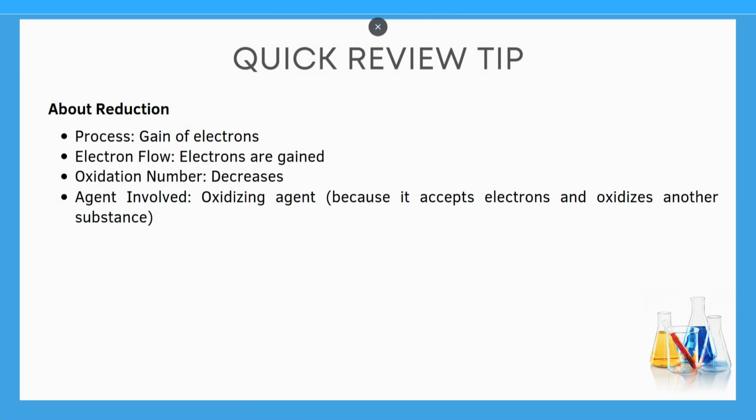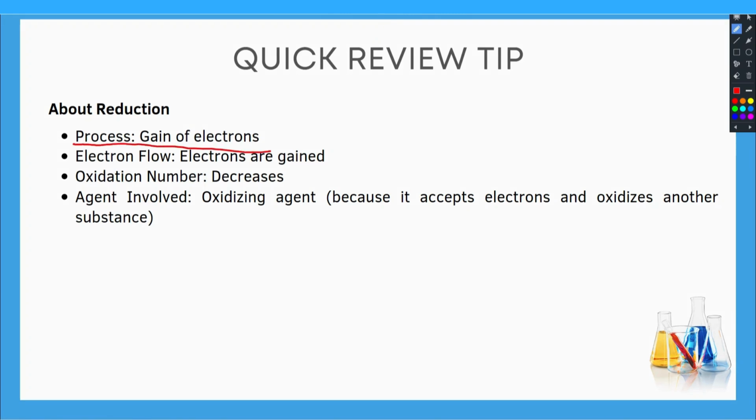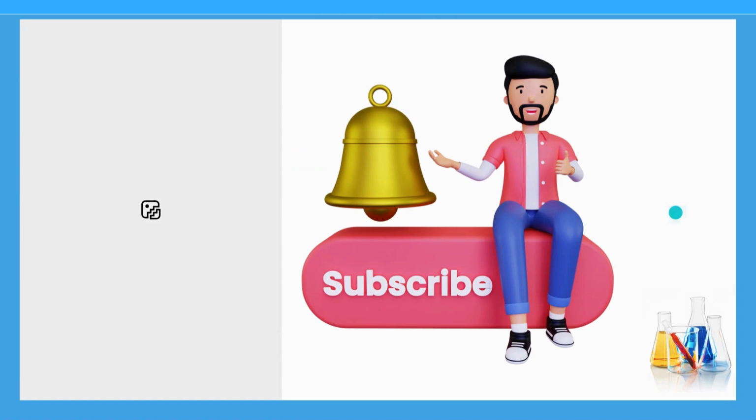About reduction, the process is the gain of electrons. When reduction takes place, an element gains electrons. The electron flow is such that electrons are gained, and then the oxidation number reduces. The agent involved is the oxidizing agent because it accepts electrons from the other elements which lost electrons to become oxidized. I'm sure you can understand all of these things I have said just now.